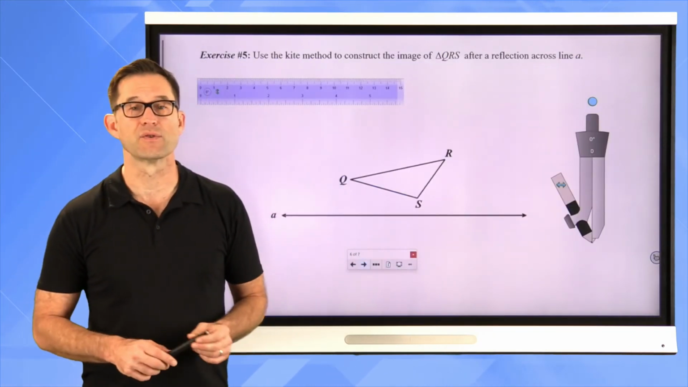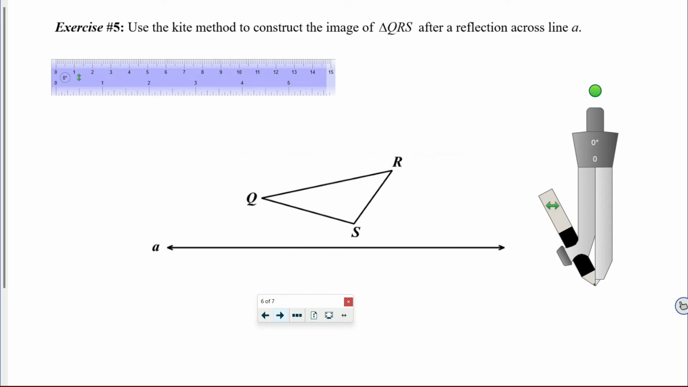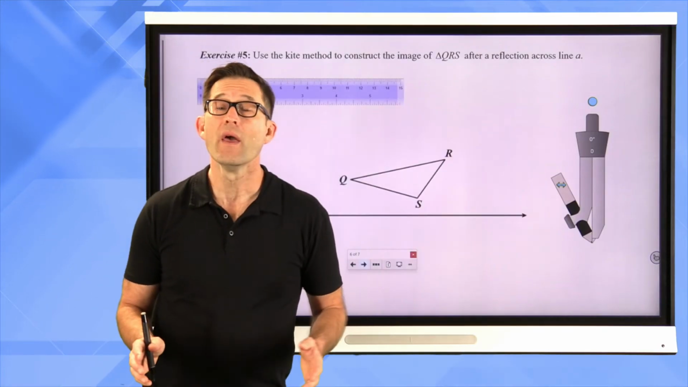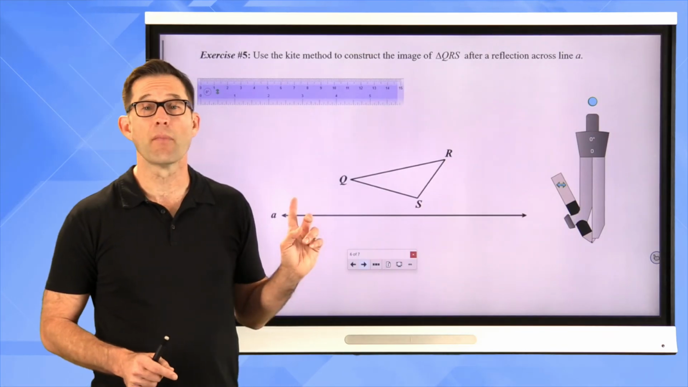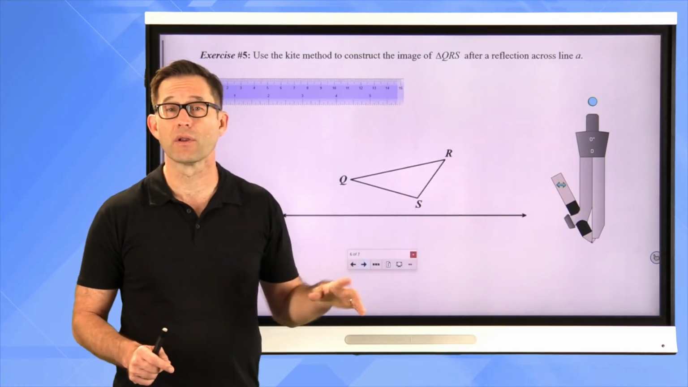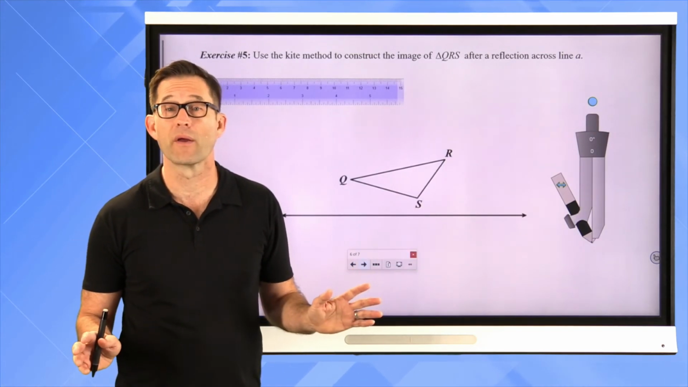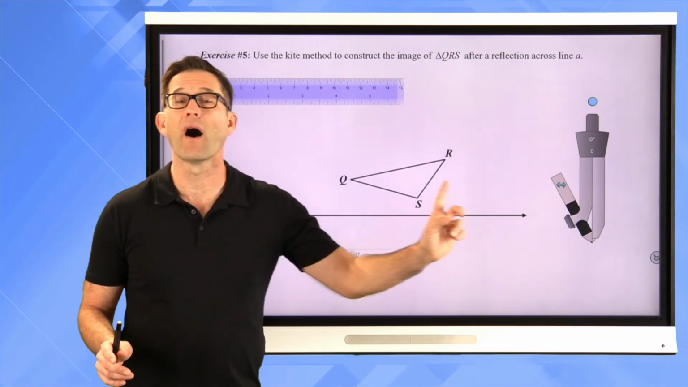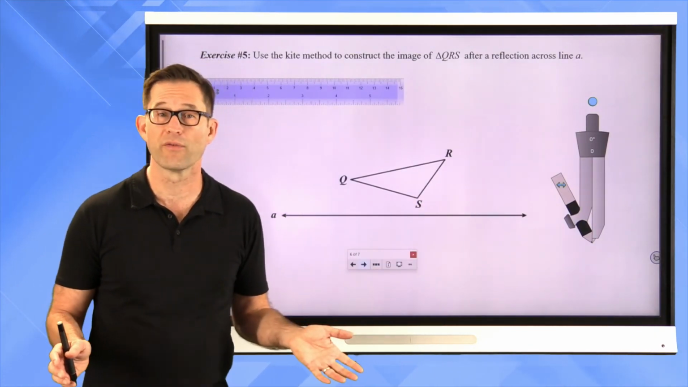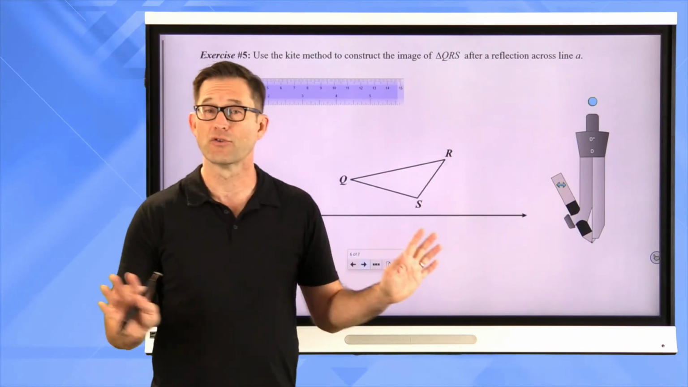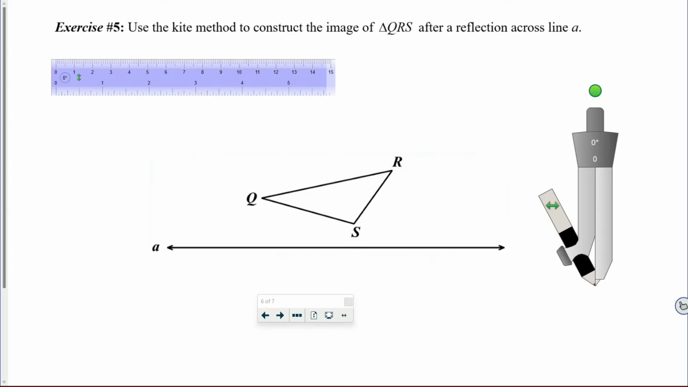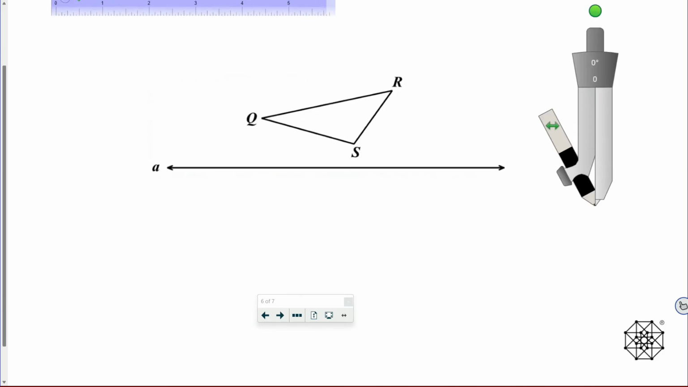Let's take a look at exercise number 5. Use the kite method to construct the image of triangle QRS after a reflection across line A. All right, this is cool. Now again, what I have to do is just mark two points on this particular line. It really doesn't matter where they are. I tend to put them on either side of whatever I'm trying to reflect, whether it's a point, a line, a segment, a triangle, it doesn't matter. So my first step always when I do the kite method is to put these two points down.